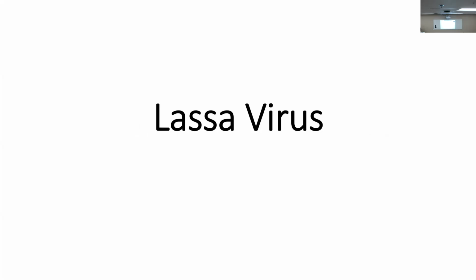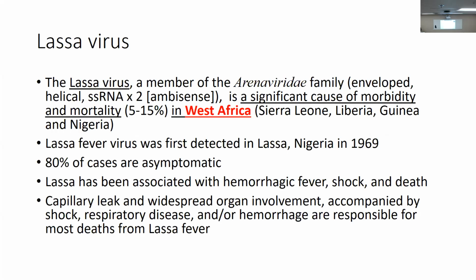We're going to start with the Lassa. The Lassa virus is our hemorrhagic virus, the Arenaviridae family, single-stranded RNA, a significant cause of morbidity and mortality in West Africa. West Africa is reaching over toward the Atlantic Ocean, right? Sierra Leone, Liberia, Guinea, Nigeria. It was first detected in 1969 in Lassa, Nigeria.